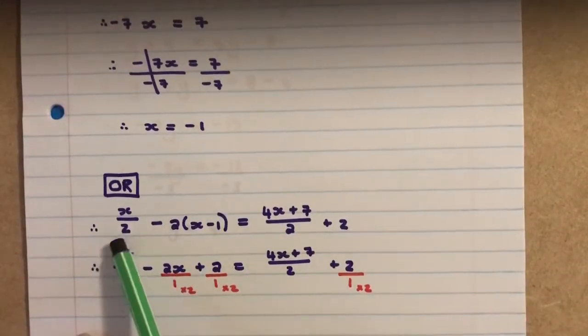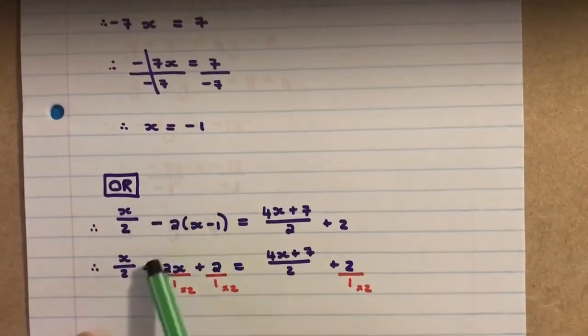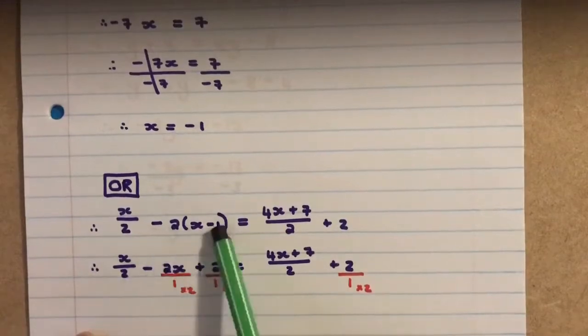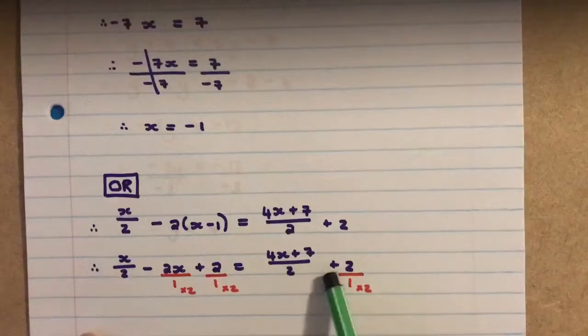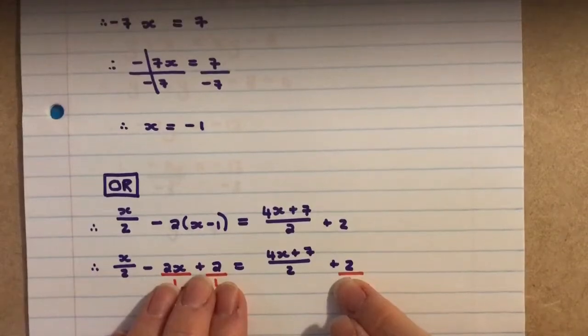So then you were left with x over 2 minus, negative 2 times x is negative 2x, minus times a minus is a plus, and 2 times 1 is 2. Okay, equals to 4x plus 7 over 2 plus 2. So up to there, the first step you did is you distributed. So maybe this was easier for you.